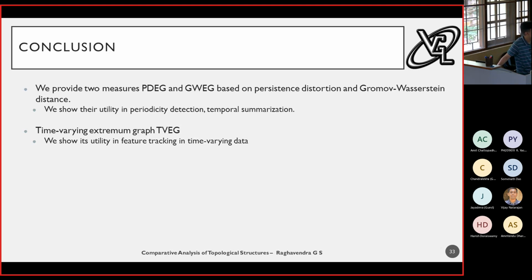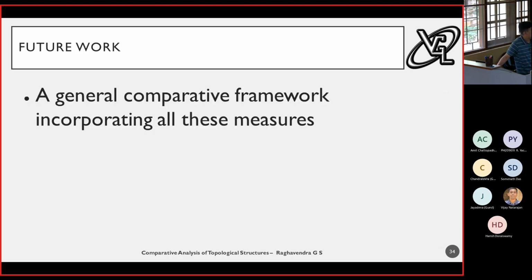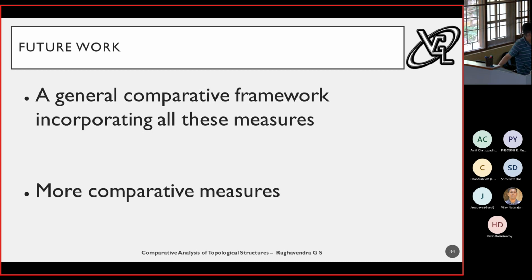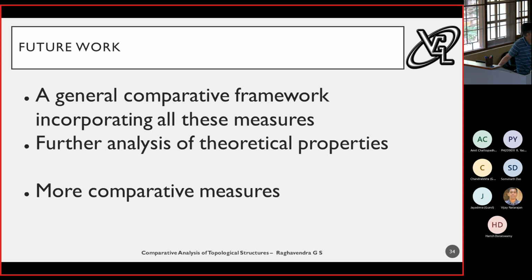in feature tracking. So in future, what we want to do is have a general comparative framework where all these measures are incorporated in one place, so that the user has a choice of using any of these measures to compare topological data structures and gain some insights. Then we also want to define more comparative measures for many other different topological structures.